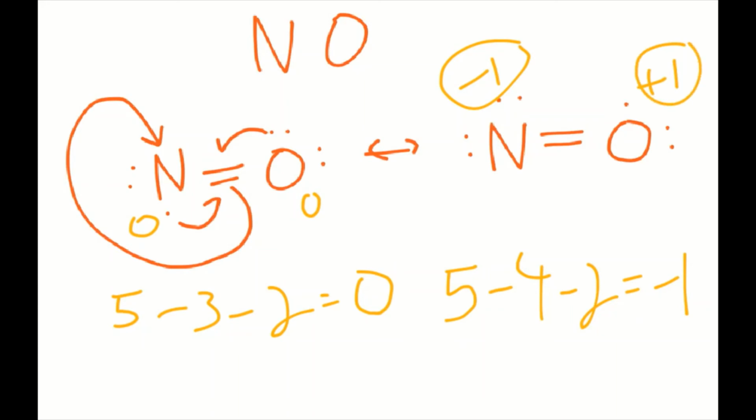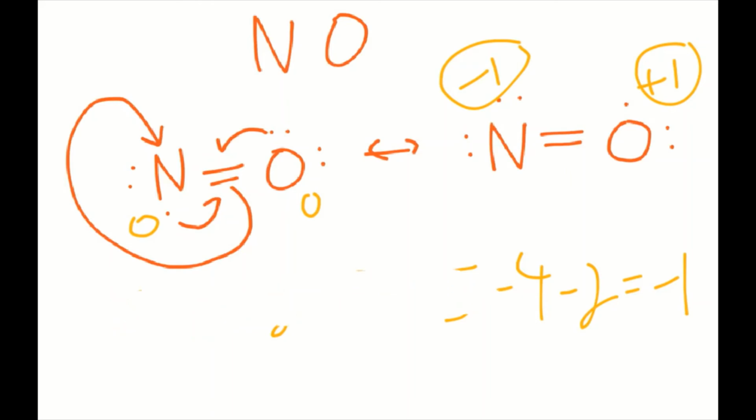Now you might want to try out another resonance structure. For example, you might want to move this lone pair and turn it into a pi bond, but if you do that, notice how the oxygen will have too many electrons. It'll actually have 9 valence electrons and not 8, and that's not good. So, for this reason, you cannot make any more resonance structures.